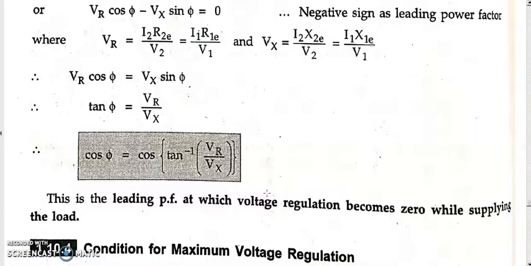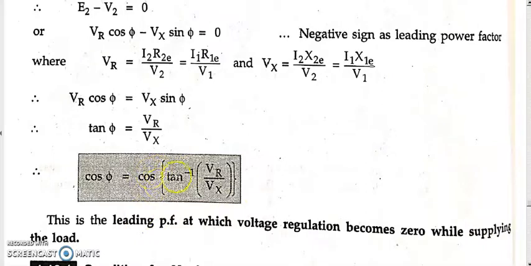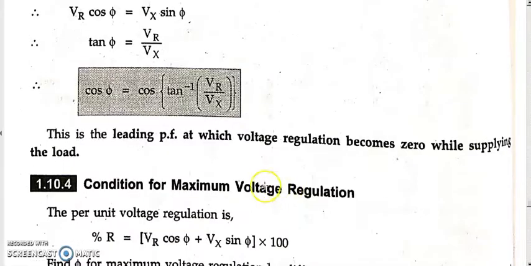So this is the leading power factor at which voltage regulation becomes 0 while supplying the load. This is only true for zero voltage regulation for the no load condition. Remember, practically there is no transformer where regulation is 100% zero, but you can improve the regulation to a minimum value, so that the efficiency of the transformer can be increased.